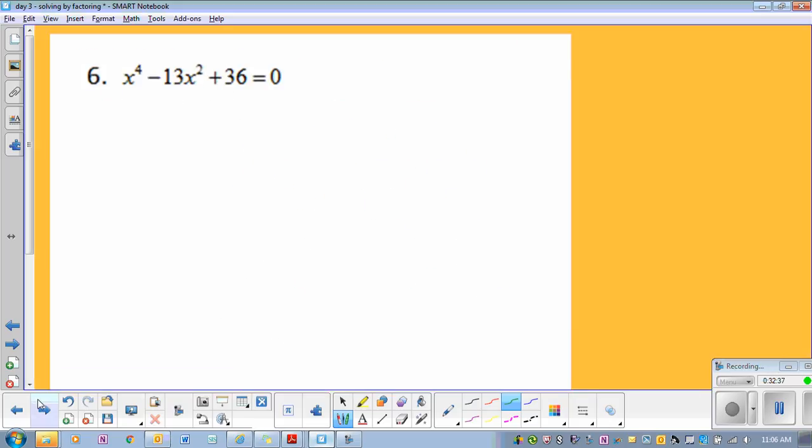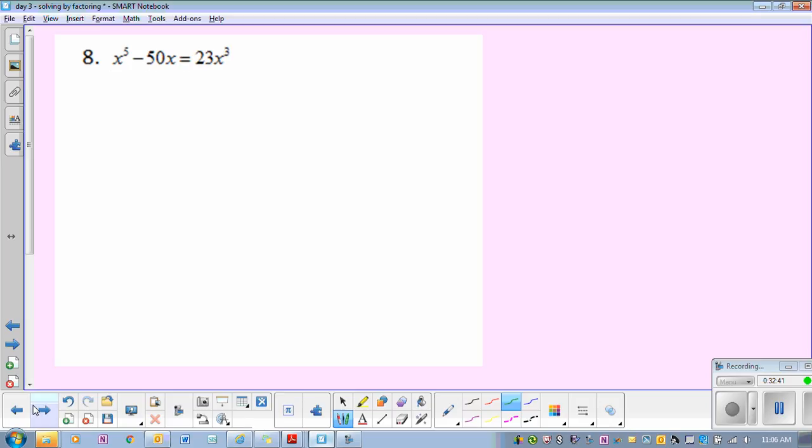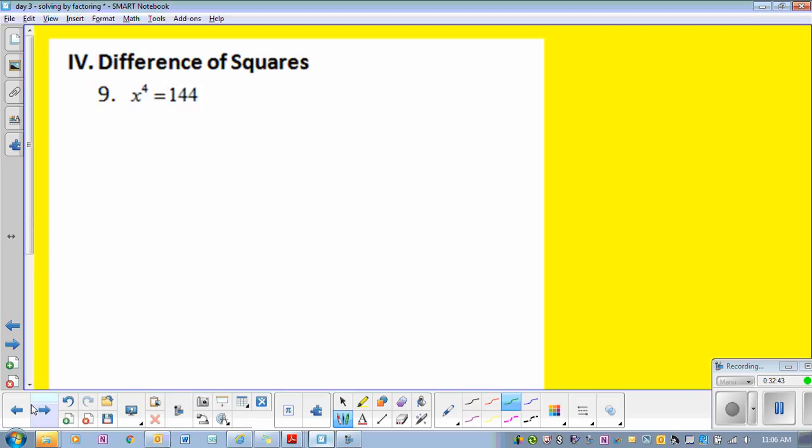All right. So I want to do something. Let's just skip a little bit. Can we go to this difference of squares, number 9, for a second, please? Okay. Let's look at number 9, difference of squares. Well, the first thing I need to do is make this equal to 0. So I have x to the 4th minus 144 equals 0.